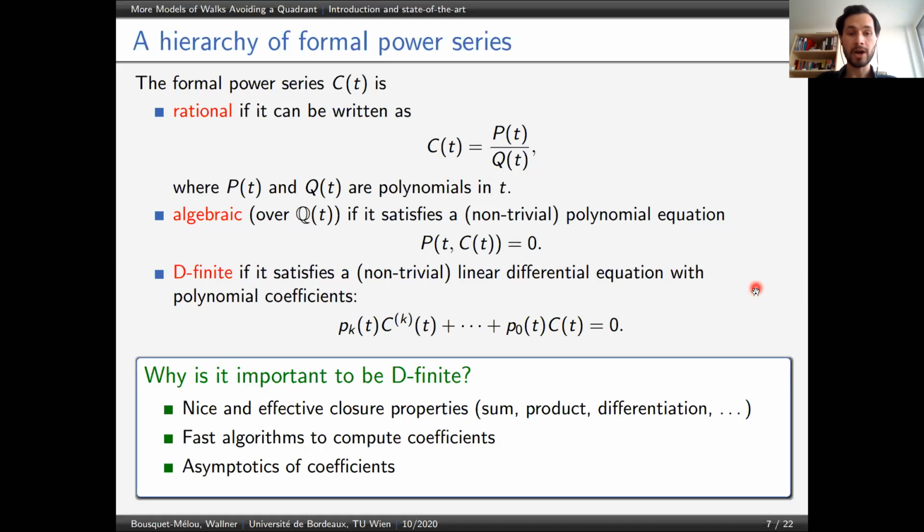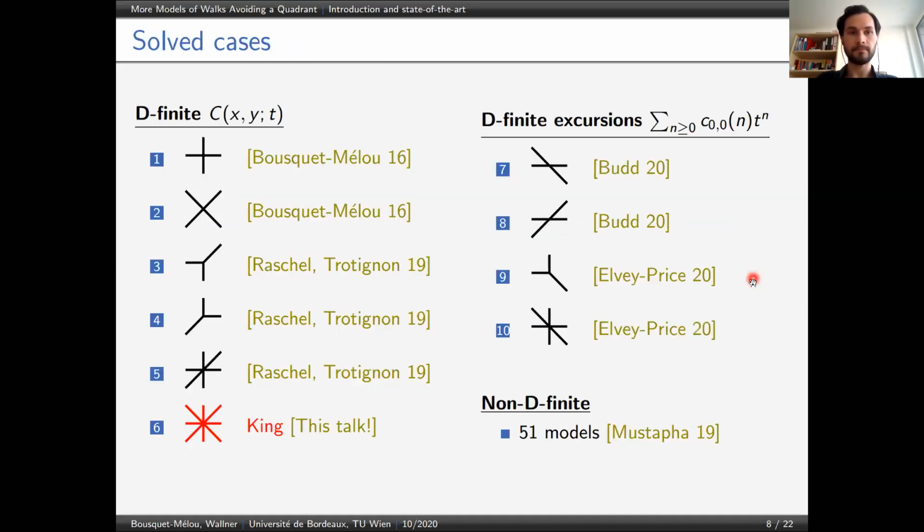Furthermore, we have fast algorithms to compute coefficients and to also get asymptotics. And these effective tools are the reason why definite functions are very interesting for us. So let me tell you what we know about the solved cases, what we know about the cases in the three-quadrant cone so far.